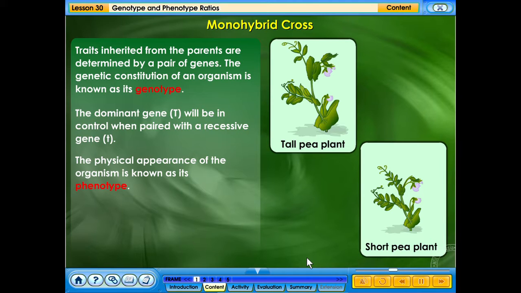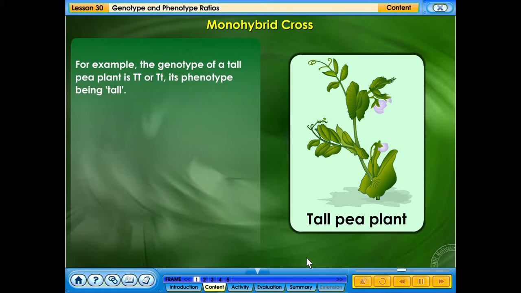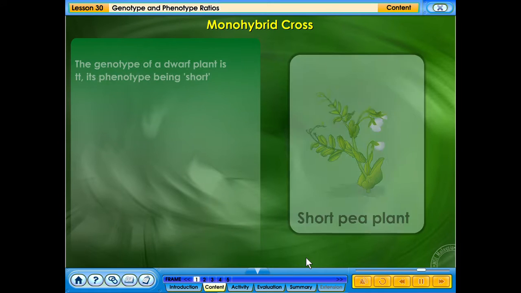The physical trait that is visible to us is known as phenotype. Example: tall pea plant. The gene for tall pea plant, capital T, is dominant. Genotypes of a tall pea plant are capital T capital T and capital T small t. Phenotype is a trait of a tall pea plant.